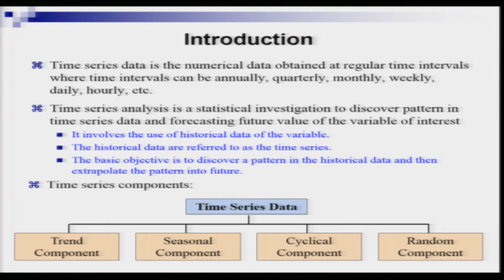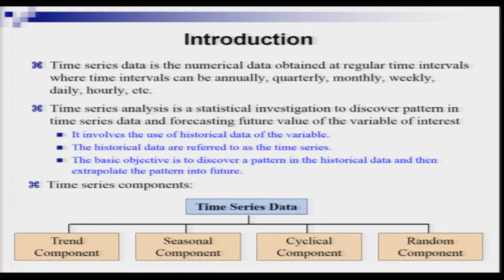Now, the variable could be of any type, it could be an economic variable like inflation or per capita income, or it can be a natural variable like maximum temperature in a day. But the most important thing is that time series analysis involves historical data on the variable. So, you have to gather a large amount of historical data to conduct a time series analysis, and the basic objective is to discover the pattern in that historical data and then extrapolate the pattern into future values.